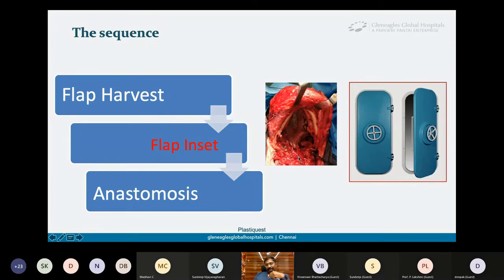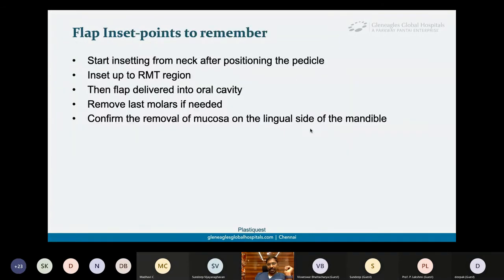So if the defect extends down, then the length of the flap required will be much more. So we start inserting from here. And this is the area where we have the maximum width of the flap that is required, which is usually around 7 to 8 centimeters. Then once it comes here, we might have to remove the third molar. Usually at that point, it will be difficult. Otherwise, the flap will be coming over the teeth. So in that area, the teeth might have to be removed to have a proper inset. And then the flap is transferred to the oral cavity and the remaining sutures completed within the oral cavity.